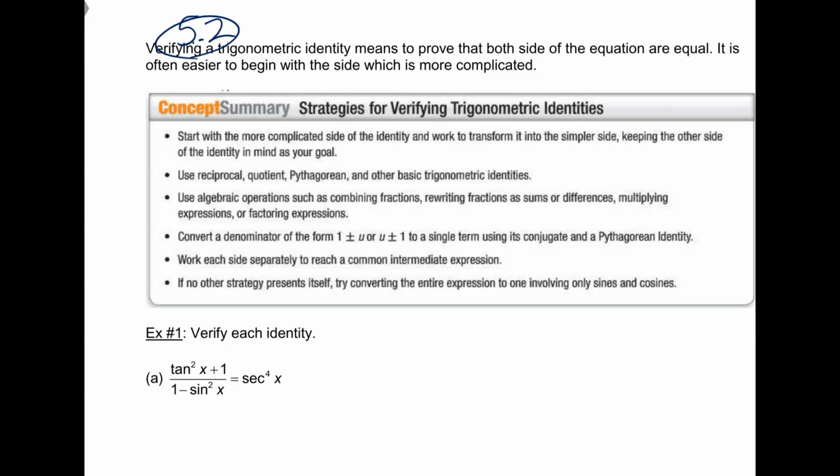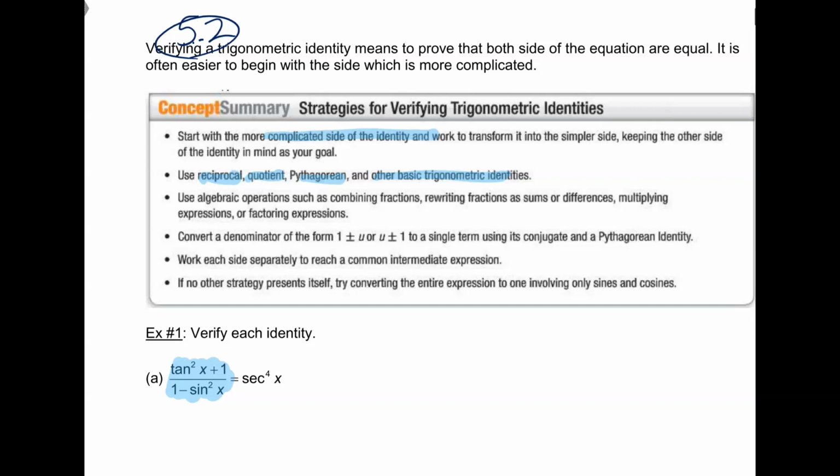Okay, so how do we actually verify? It's very similar to simplifying. You start with the more complicated side. So clearly in A, this is more complicated because we have a fraction, we have 2 terms on top, 2 on bottom, and then the right side is just literally 1 term. So start on the harder, more complex side, and we want to turn the complex side into the simple side, aka simplify the left side until it equals the right. That's our stop sign. So we want to be using the reciprocal, quotient, Pythagorean, and other basic trig identities. So this is all the stuff we learned in the first section.